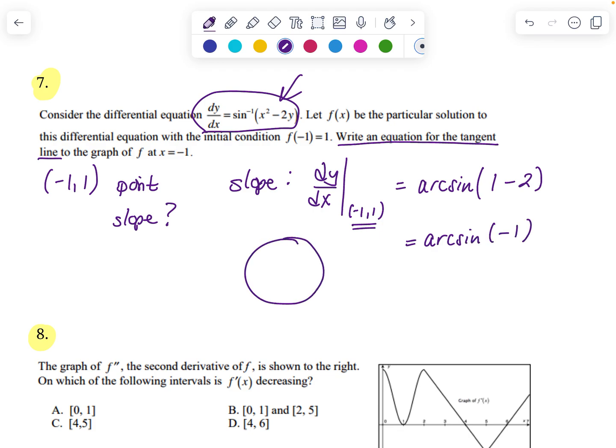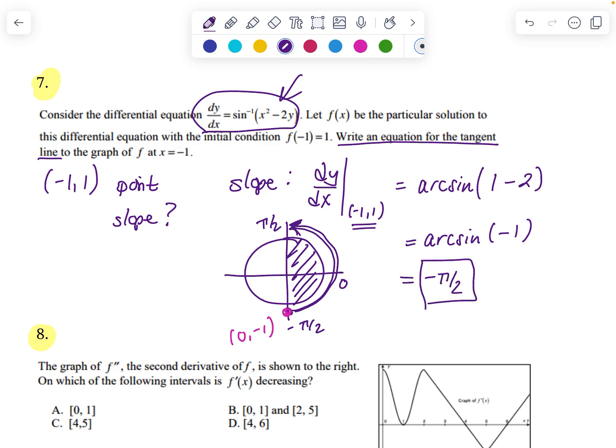And I know arc sine is restricted to this side of the coordinate plane. And to have all the angles go in order, I'd have to go from this juncture on up. So this is negative pi over 2. This is an angle of 0. This is pi over 2. And so the angle that has a sine value of negative 1 would be down here. And so my angle there is negative pi over 2. Winner chicken dinner. Okay. So there's my slope.